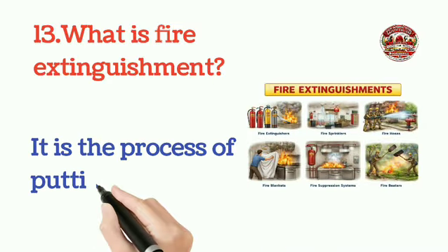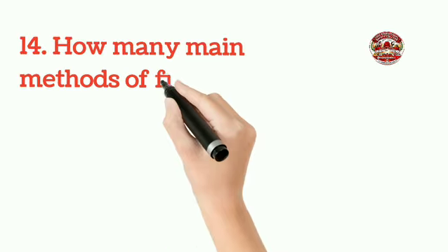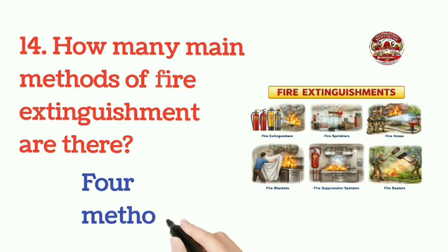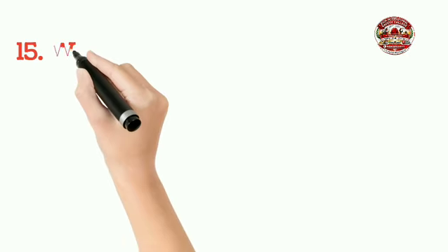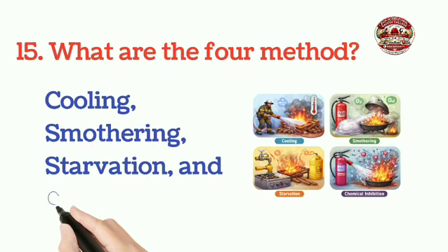What is fire extinguishment? It is the process of putting out a fire. How many main methods of fire extinguishment are there? 4 methods. What are the 4 methods? Cooling, smothering, starvation, and chemical inhibition.